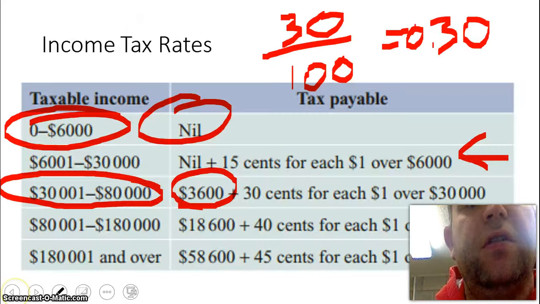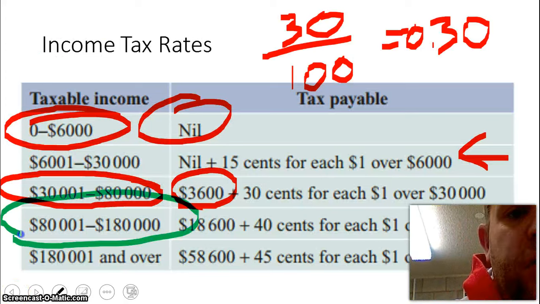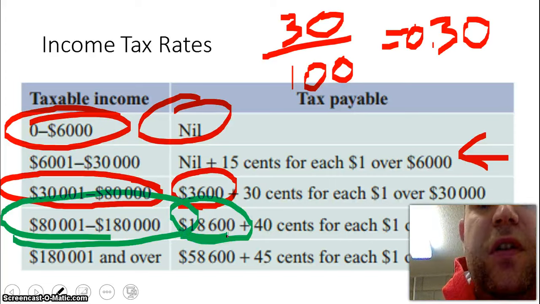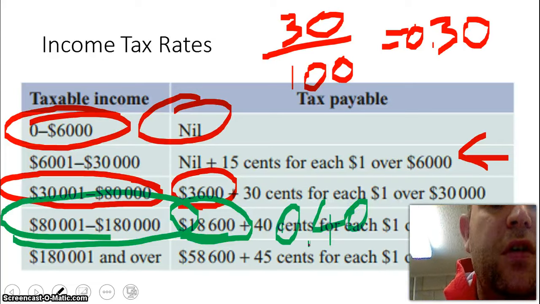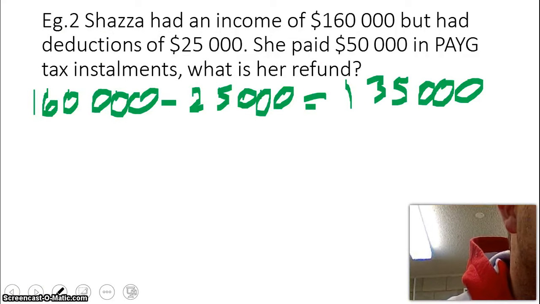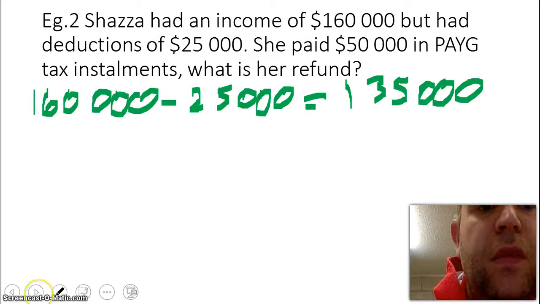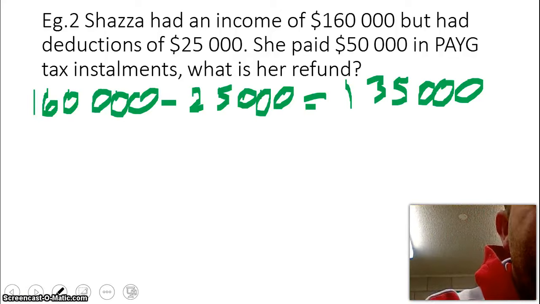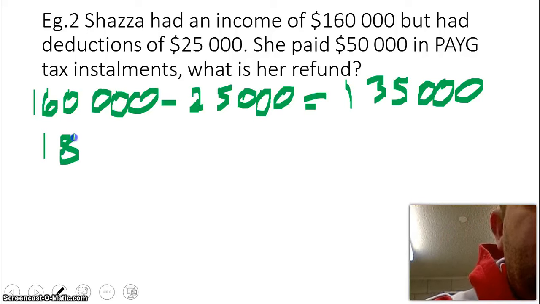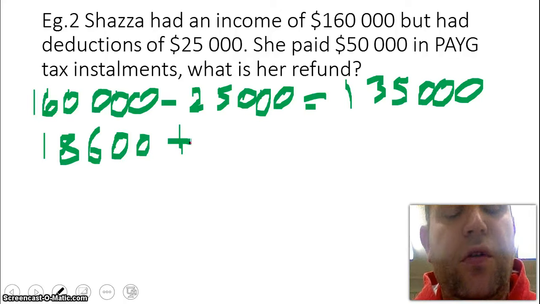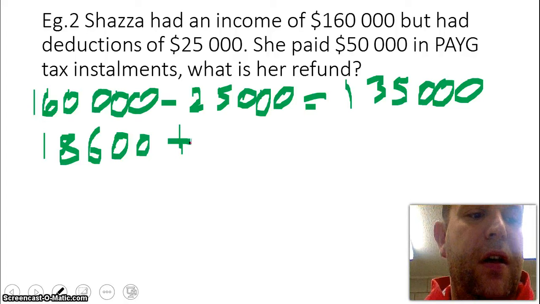Now, if we go back a couple of slides, we can see that 135 would put her in this tax bracket here. So she has this initial amount plus 40 cents per dollar. And we know that 40 cents per dollar is 0.40 as a decimal. So we know which tax bracket she's in. She's in that $80,000 tax bracket, which means she has to pay $18,600 plus 40% of any money over 80,000.